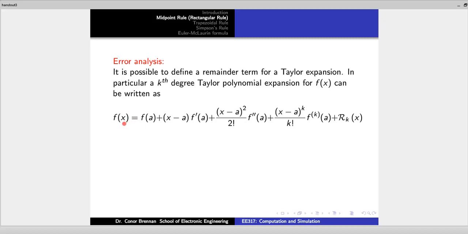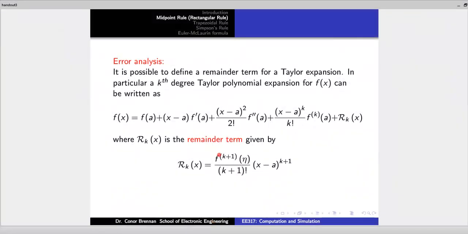We saw the Taylor expansion before, and we said that f of x can be written as f of a plus all these correction terms, and they normally go off to infinity. If instead you only take a kth degree polynomial, so you take terms up as far as the kth derivative of f and terms of x minus a to the power of k, say you truncate it at that point, it is possible to write a remainder term for what's left over.